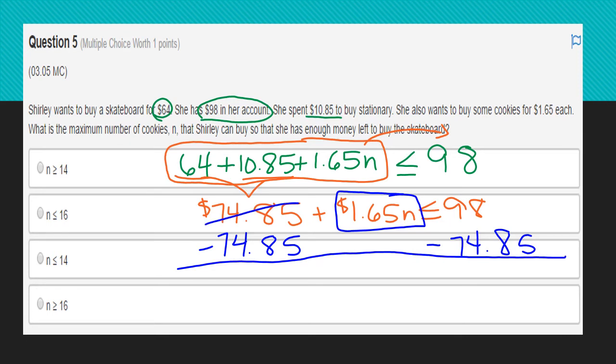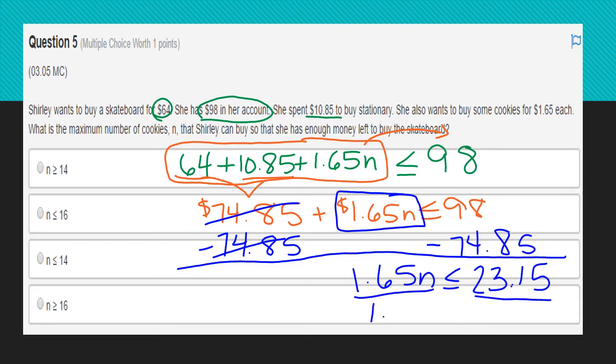Not a straight line. So now what we have on the left side of the equation should be 1.65n, less than or equal to, and then 98 minus 45 gives us 23.15. Okay, so now we want to finish solving this. So if this is $1.65 times n, to get n by itself, we do the opposite, which means we divide.